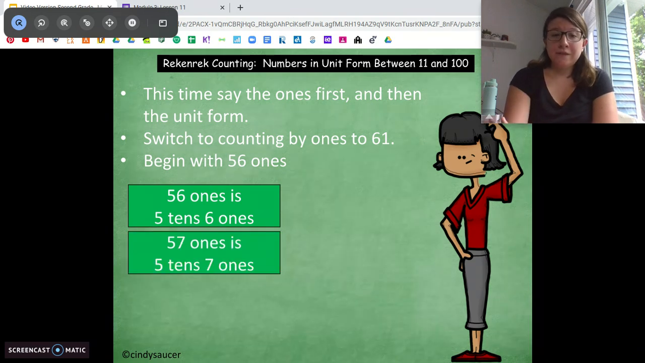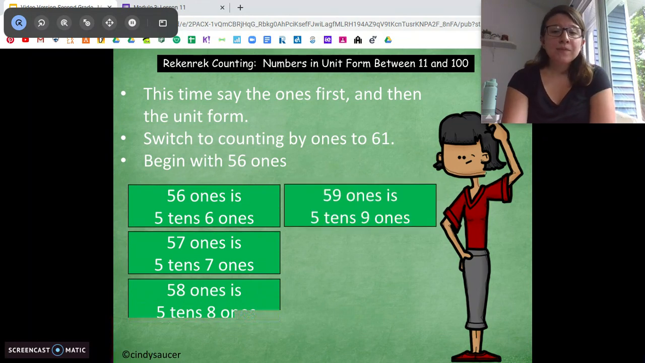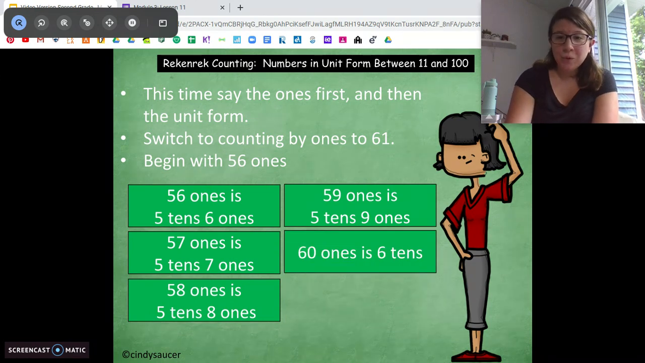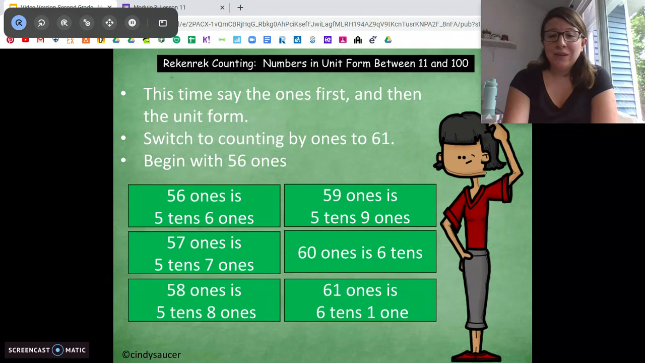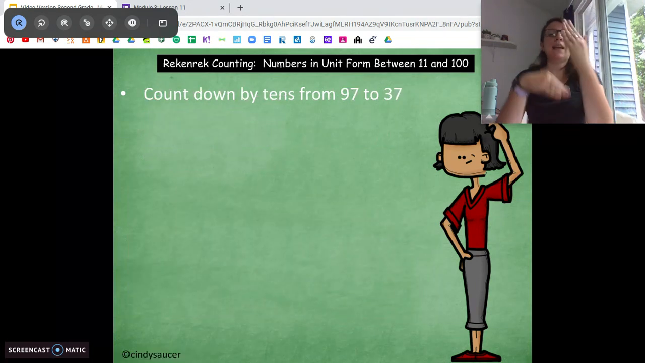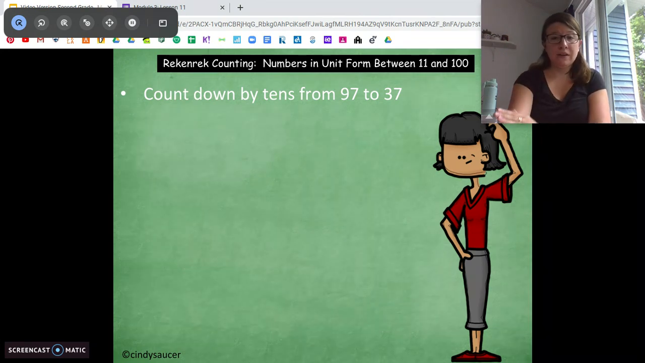Count with me. 57 ones is 5 tens, 7 ones. 58 ones is 5 tens, 8 ones. 59 ones, 5 tens, 9 ones. 60 ones is 6 tens, 0 ones. 61 ones, 6 tens, 1 one. Awesome job. All right, now we're going to count backwards by 10 from 97 to 37.